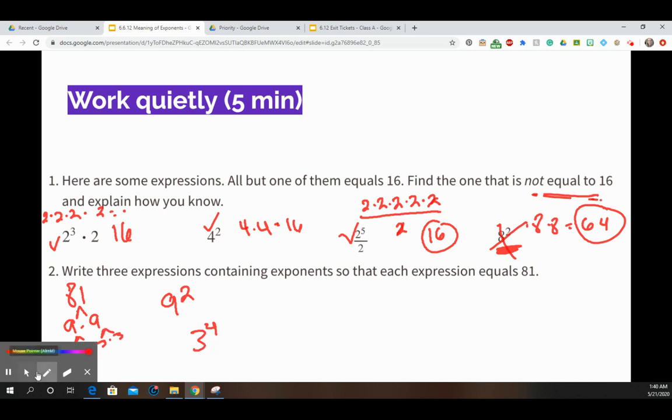I could also use a combination. Here's what I mean by that. I could take these 2 3s, 3 times 3, and write 3 squared, or 3 to the power of 2, and then multiply it by the 9. I get 3 squared times 9. All those would equal 81.